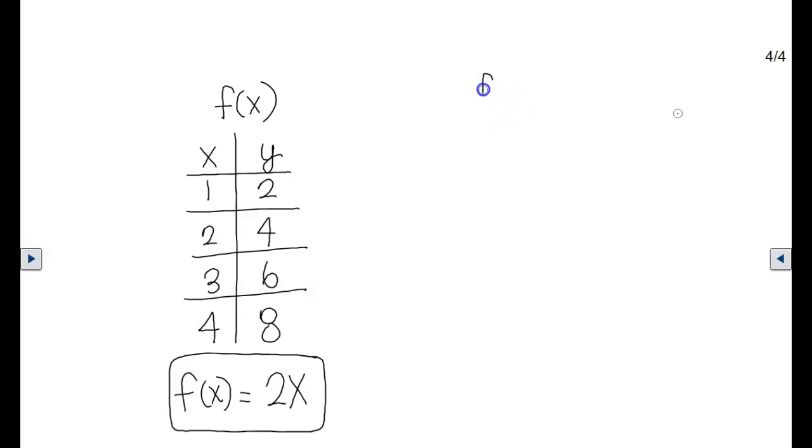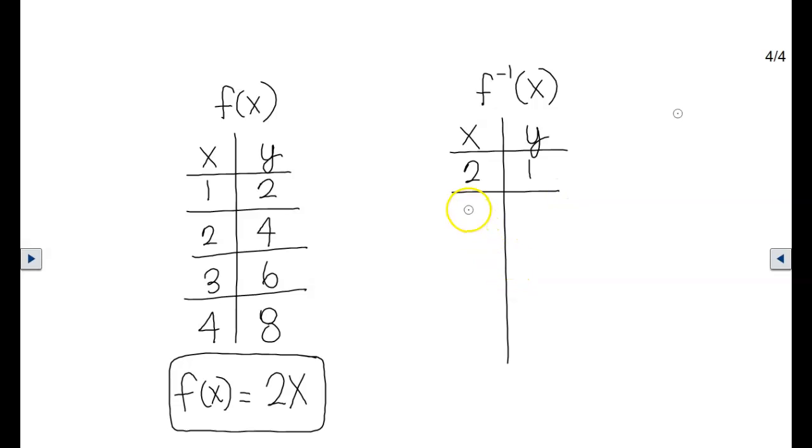So again here, let's do kind of the same thing. Let's make the inverse table. So f inverse of x is going to take these input-output pairs in the function's table and reverse them. So instead of 1, 2, I'll have 2, 1. Instead of 2, 4, I'll have 4, 2. Instead of 3, 6, I'll have 6, 3. And instead of 4, 8, I'll have 8, 4.